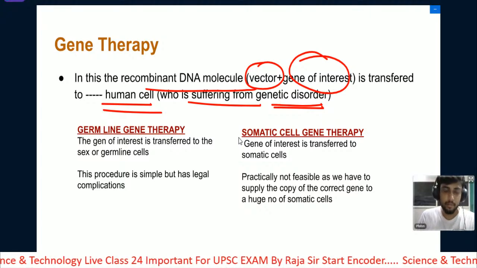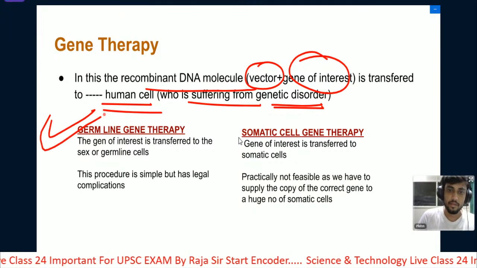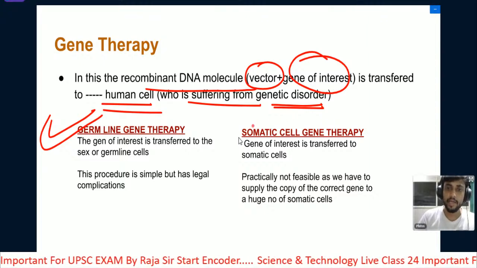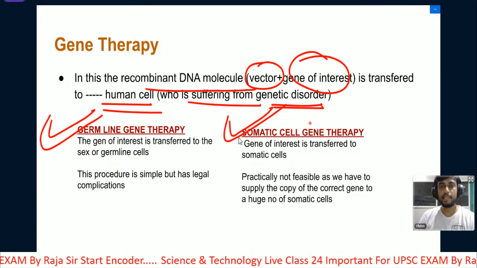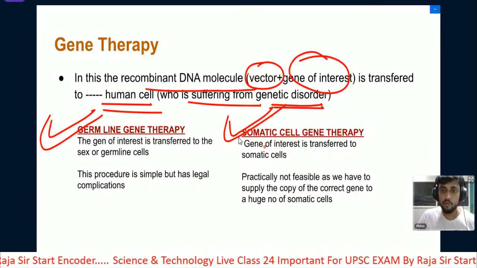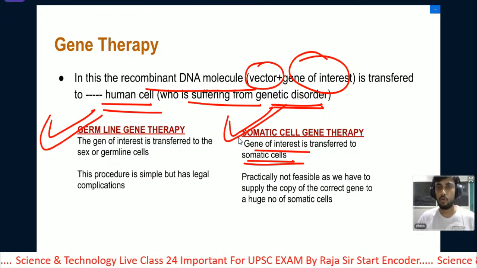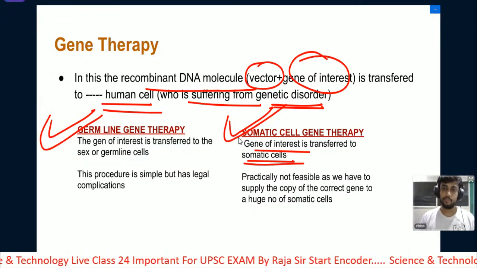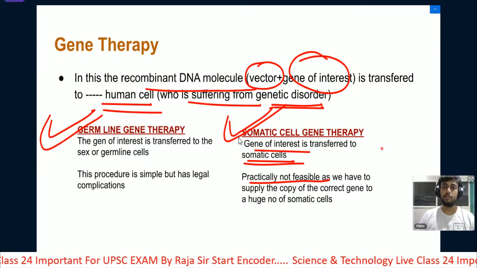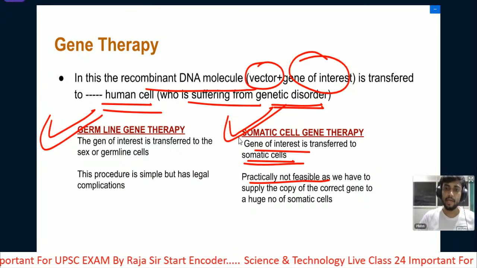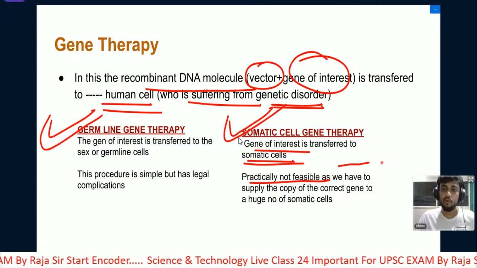Now this gene therapy can be done at two levels. It can be germline gene therapy, or it can be somatic cell gene therapy. In case of somatic cell gene therapy, you will have to transfer the gene of interest to all the somatic cells, or to the maximum of the somatic cells. And this is not practically feasible, because we have to supply the copy of the correct gene to a huge number of somatic cells.